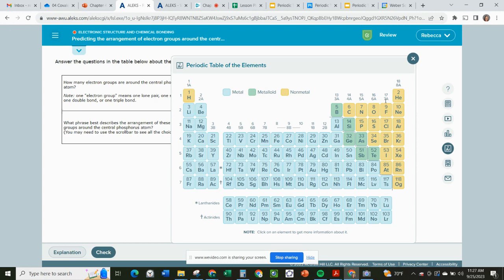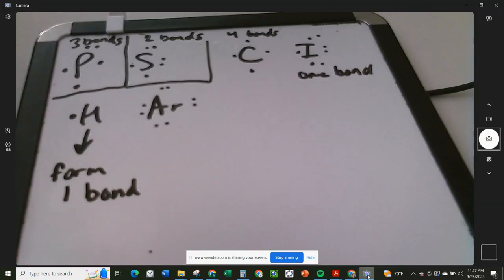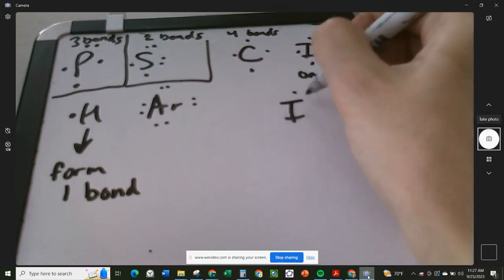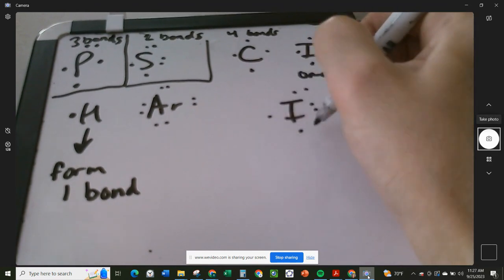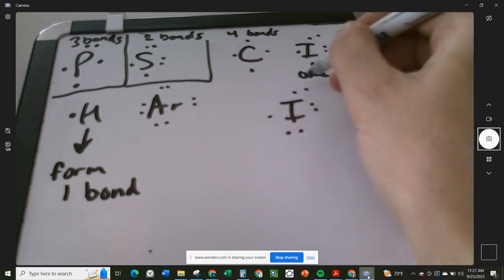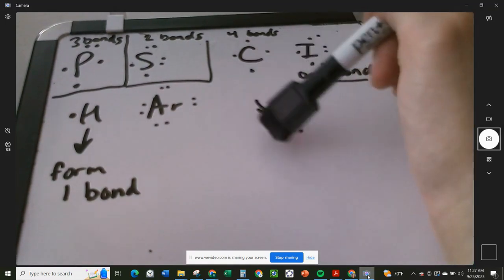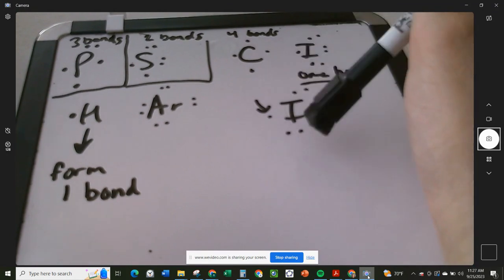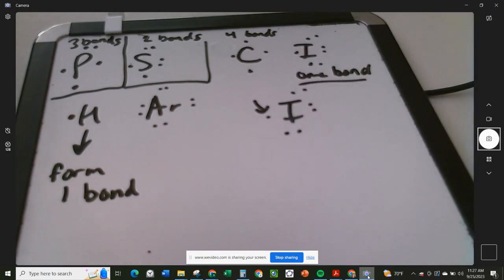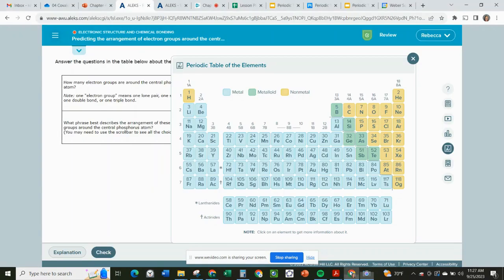Oops, I didn't switch back. Let me do that one more time. So iodine has 7. 1, 2, 3, 4, 5, 6, 7. It wants to form 1 bond right here. It'll pair up that lone electron. So remember, this is not the total number of electrons around. That's just the number of valence electrons. And so this model helps us to figure out how many things we should have bonding to each atom.